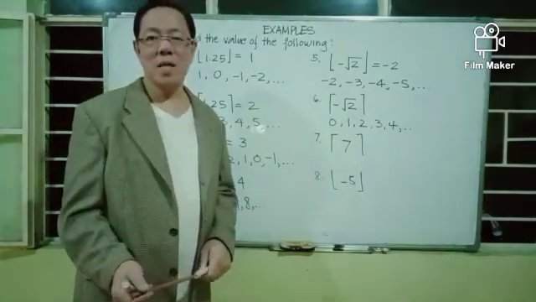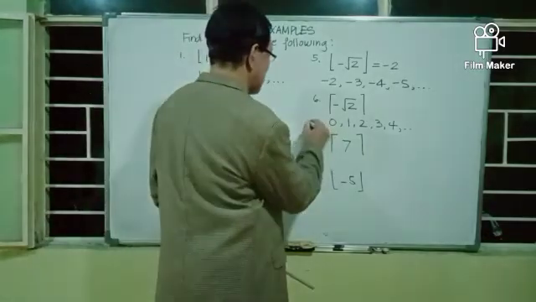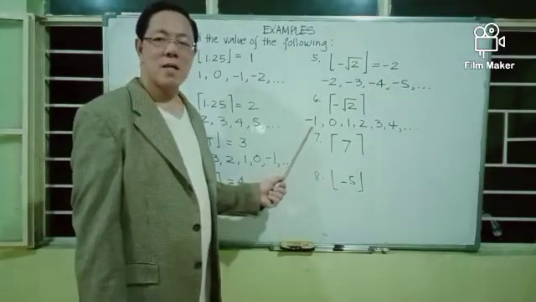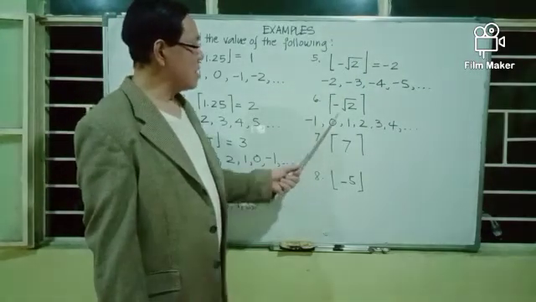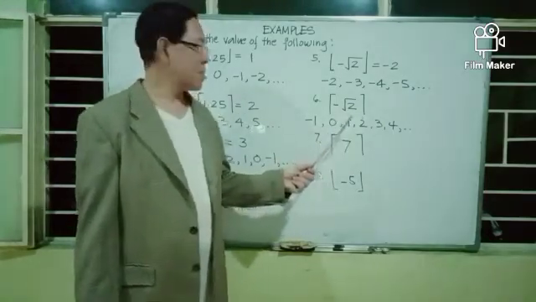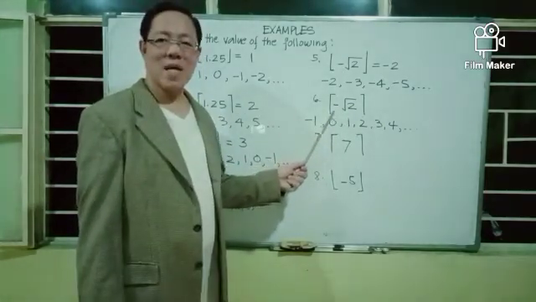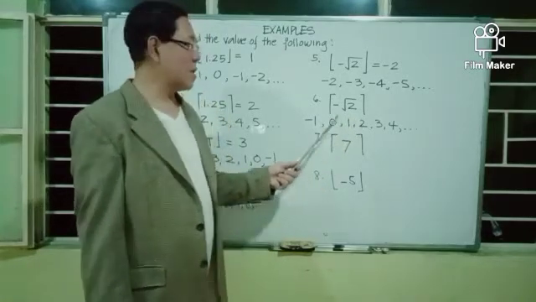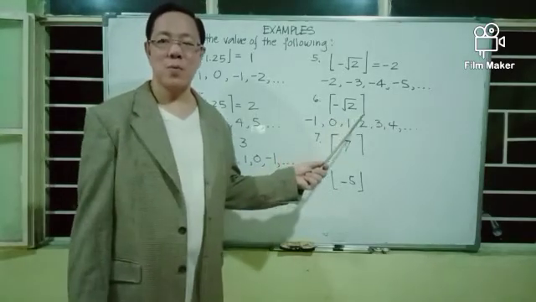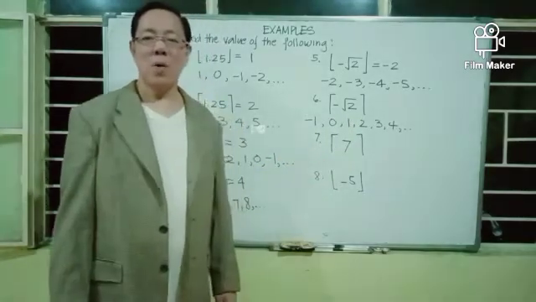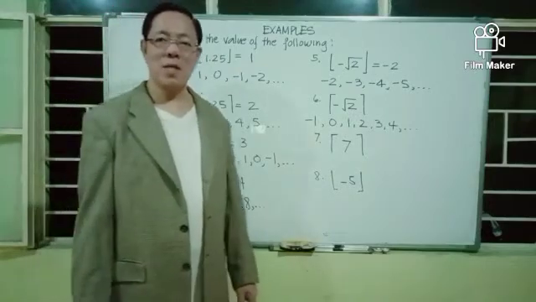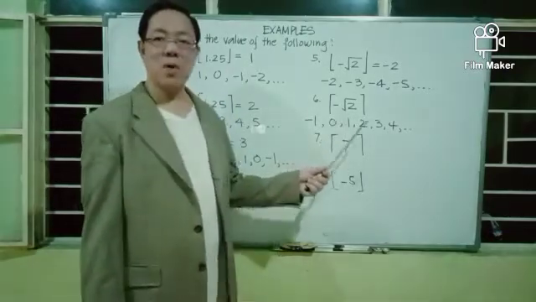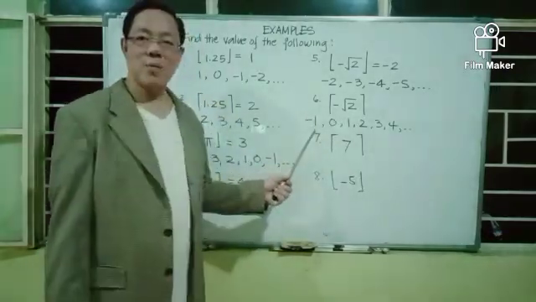Also, negative 1 is an integer that is greater than negative square root of 2. Again, the ceiling of negative square root of 2 is the smallest integer that is greater than or equal to negative square root of 2, or negative 1.41. And what are those integers that are greater than or equal to negative 1.41? We start with negative 1.